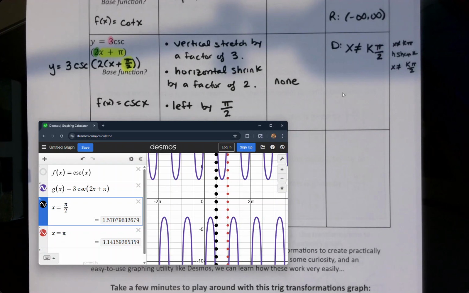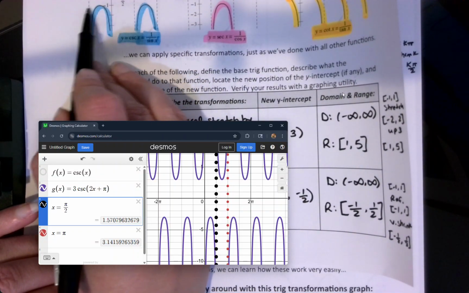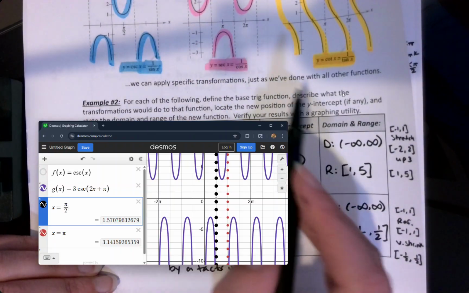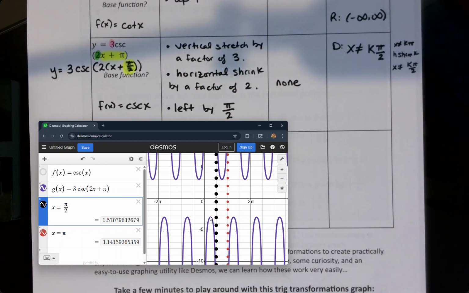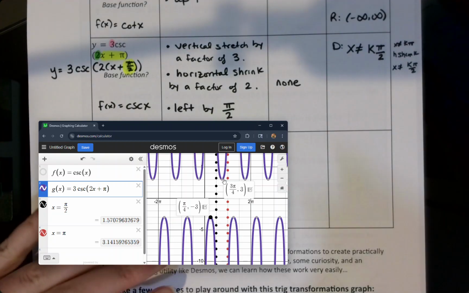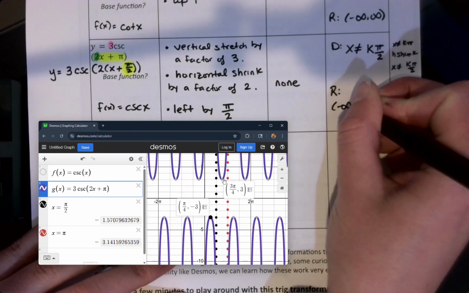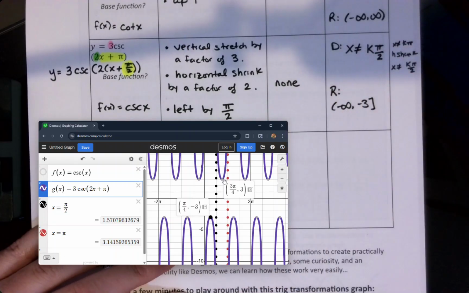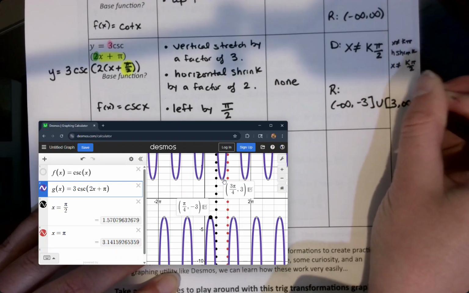For the range, the parent function's range would have been all things that are less than -1 or greater than 1, but we have vertically stretched this by a factor of 3. So I would expect that these are all things below -3 as the output value, and all things above +3 as the output value. So the range is going to be from -infinity to -3 due to that vertical stretch factor, and then from 3 to infinity.